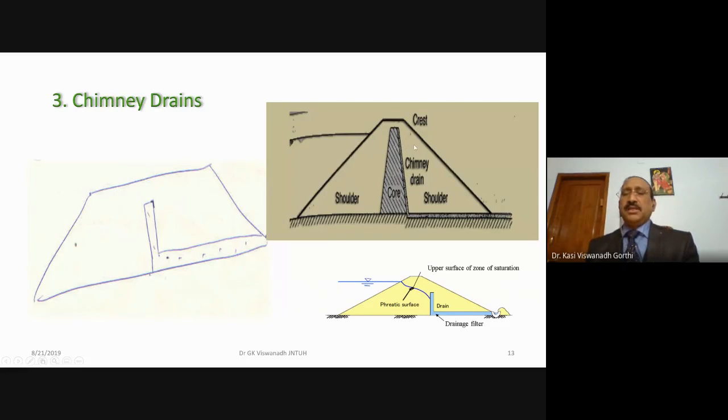So it is something like an L shape. The bottom will be directly from the toe, just like a horizontal drainage filter, and the vertical portion will be connecting to the central core of the dam. If the central impervious core is not there like this, then you may have a simple chimney type of thing like this.